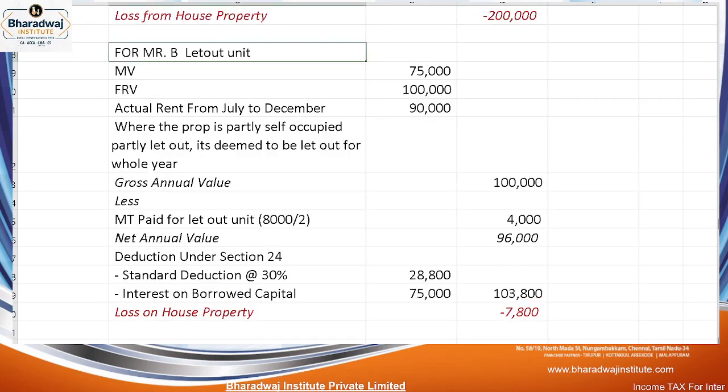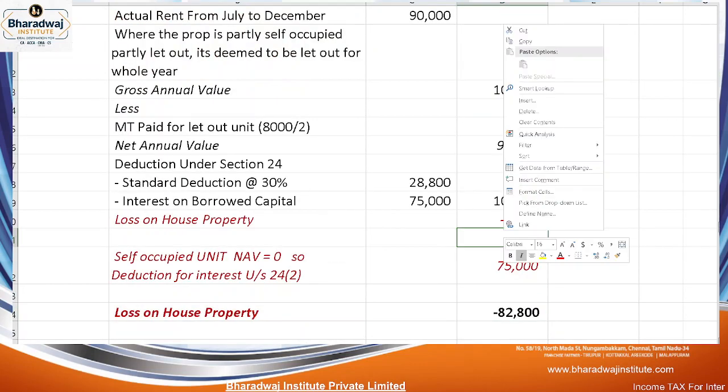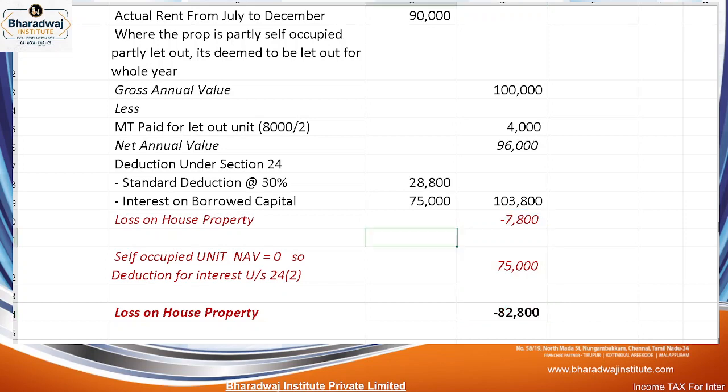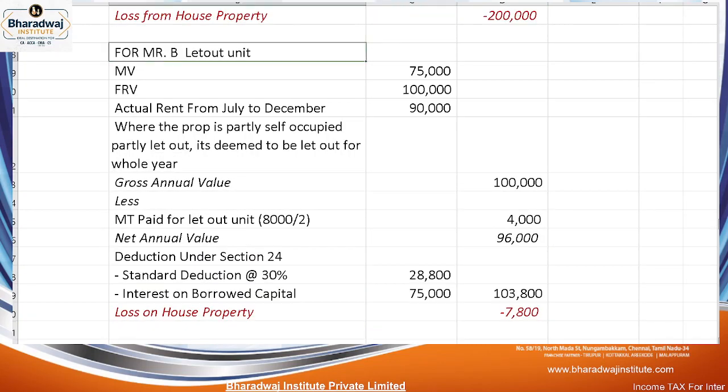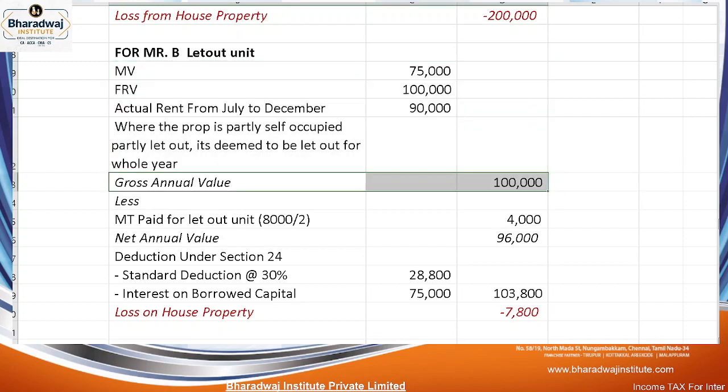Once again, repeat. Total losses are how much? 82,800. I'll explain once again. For B, the let out unit, that is the first floor, FRV, MRV taken for the whole year, actual rent for the actual let out period. Why are we doing this? We have learned this already. The property is let out and self-occupied for a period. Everything will be taken for the whole year except the actual rent, which is taken for the actual let out period. Whichever is higher is GAV because there is no standard rent given.